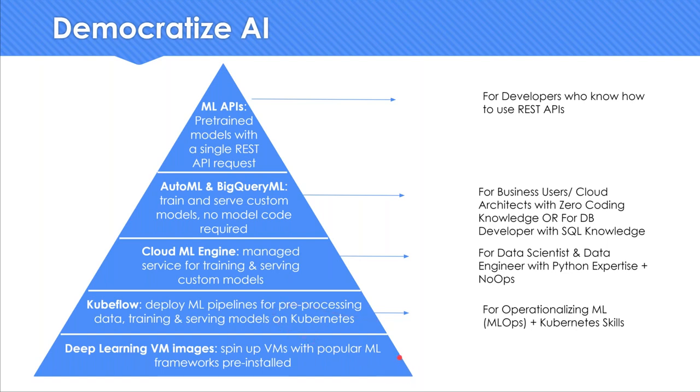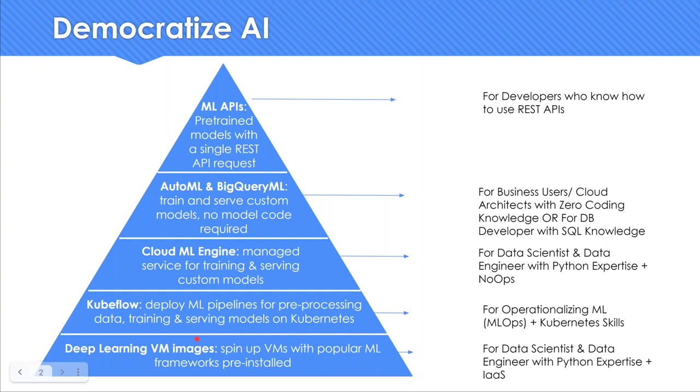The last one is where you are a data scientist with a very vast Python skill set. Why Python? Because most of the machine learning libraries are built for Python only. Even for Java it's very limited. Anything you have heard on machine learning, most of the time it is always Python or R. Python is really rocking with respect to machine learning. So if you are okay to use an infrastructure like a virtual machine, where you want full control, not a managed version, you use Deep Learning VM.